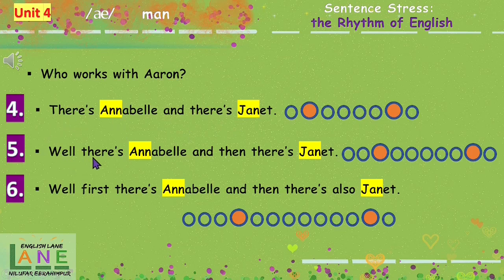Here, well, there's Annabelle and then there's Janet. Okay, I understand this sentence. I know the new words added to it. Well, there's Annabelle and then there's Janet. Okay, now I focus on these. Well, there's Annabelle and then there's Janet.